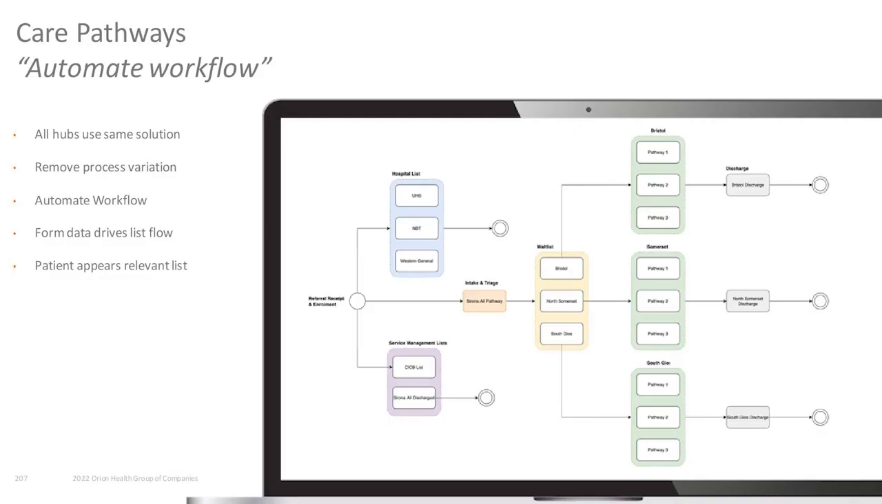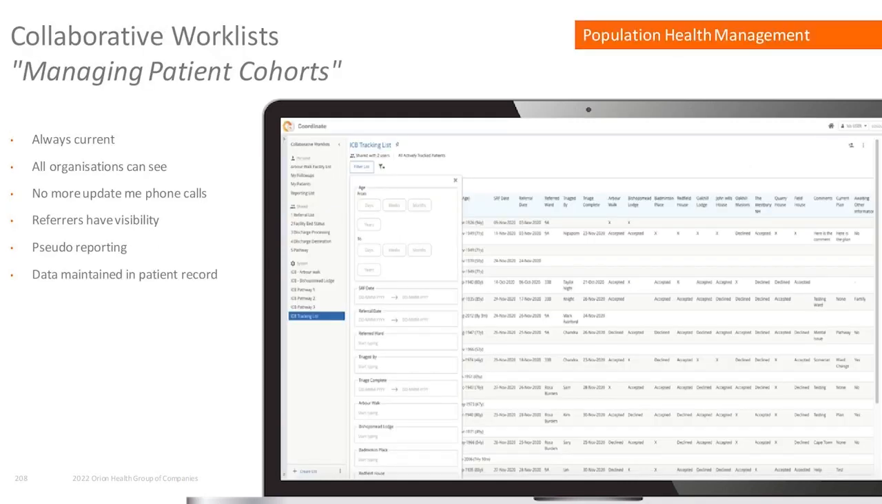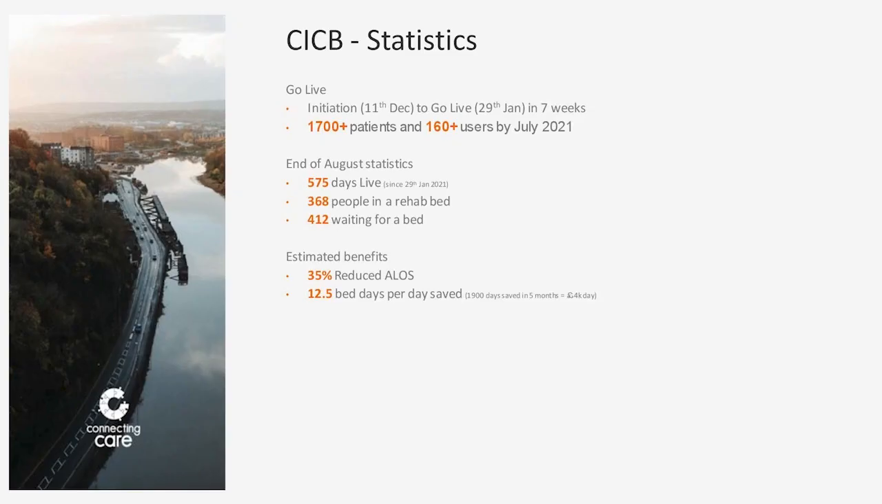And here we used the workflow within care pathways to drive that process. Here is an example of one of the collaborative work lists that we set up, and as you could see, it gave up-to-date information across all organisations at the right point in time. So here's a few statistics from CICB.